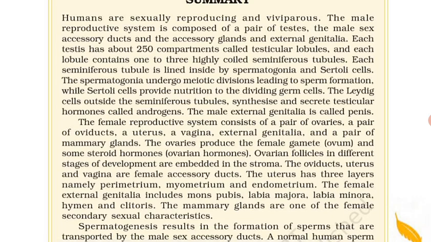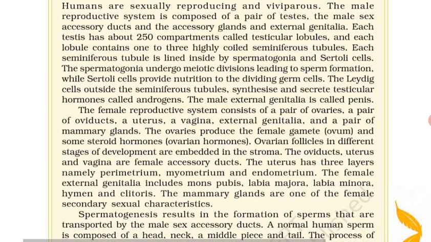The male reproductive system is composed of a pair of testes, the male sex accessory ducts, the accessory glands and the external genitalia. What does it contain? A pair of testes, male sex accessory ducts, accessory glands and external genitalia.